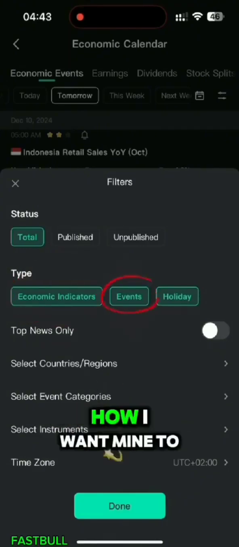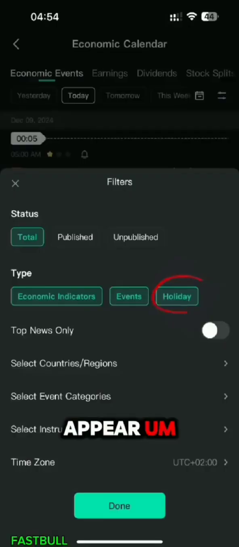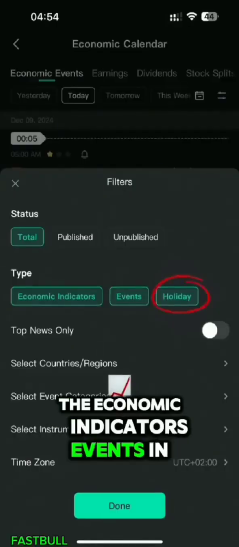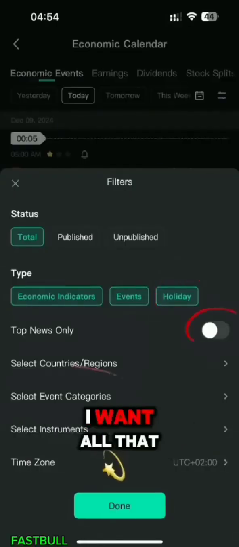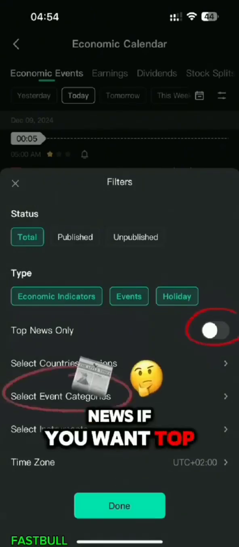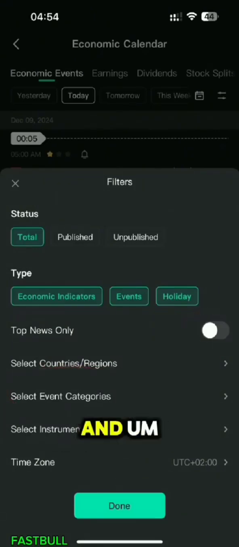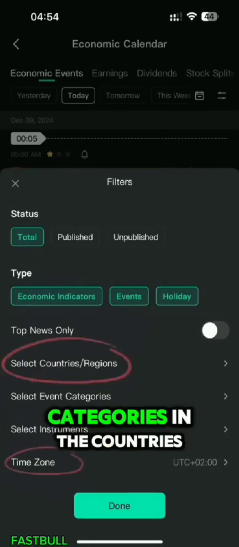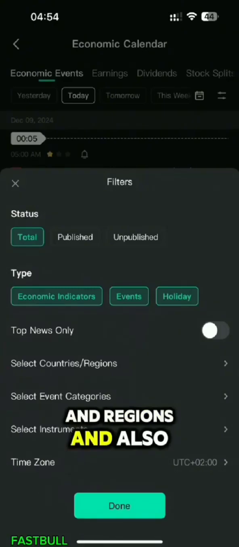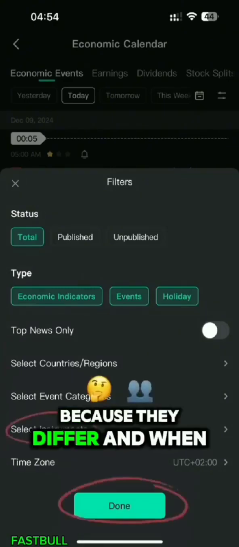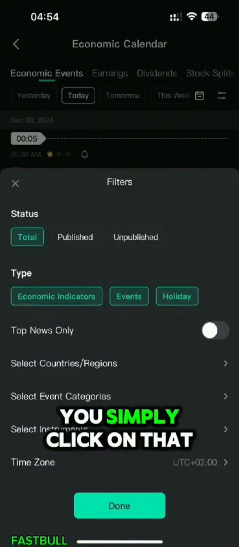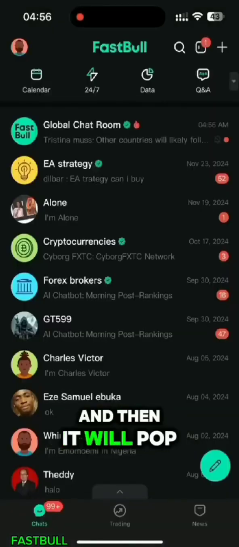For example, this is how I want mine to appear: the economic indicators, the events, and the holidays. I want all that news. If you want top news only, you click on that, and you can select event categories, countries and regions, and also time zones because they differ. When you're done, you simply click on the done option and it will pop right down.